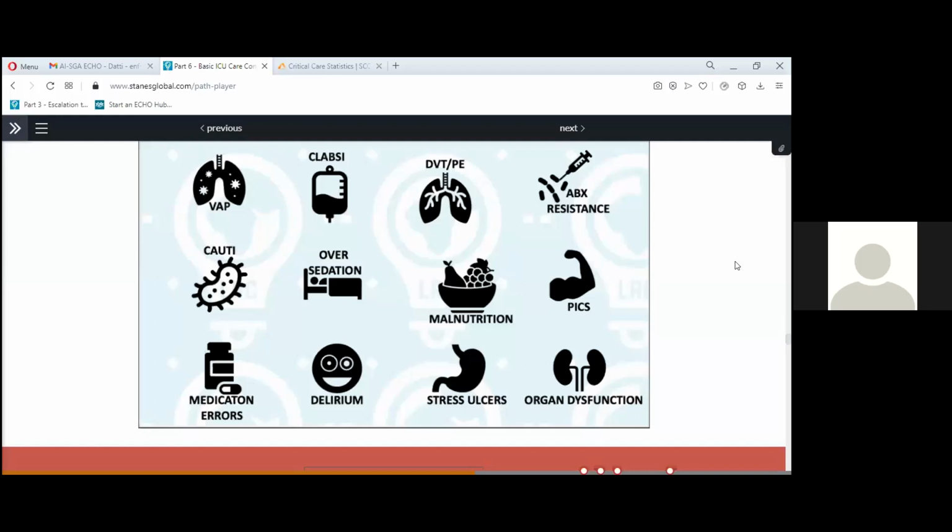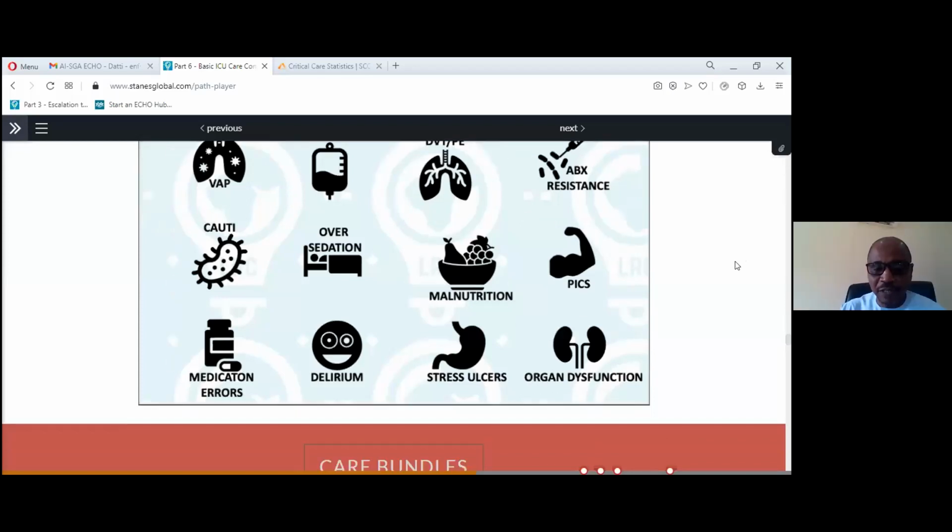Then we have stress ulcers, because the patient is also in stress, and some of them are not even feeding orally. Maybe they may be on total parenteral nutrition. They may have stress ulcers in the gastrointestinal tract. Then organ dysfunction, which also may occur in the ICU because of the condition of the patient, or even from the interventions that are being done to the patient. But these are supposed to be prevented. Thank you very much. Thank you very much, Hassan.